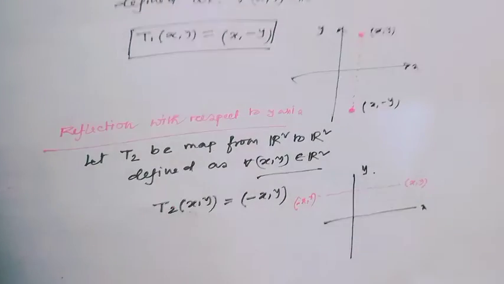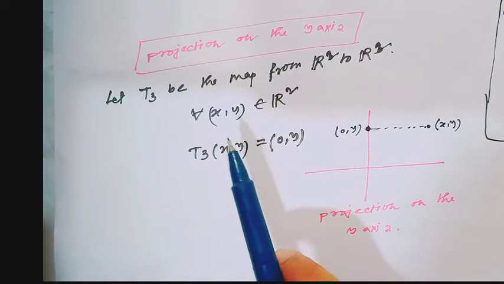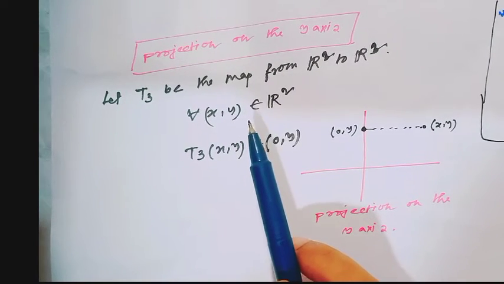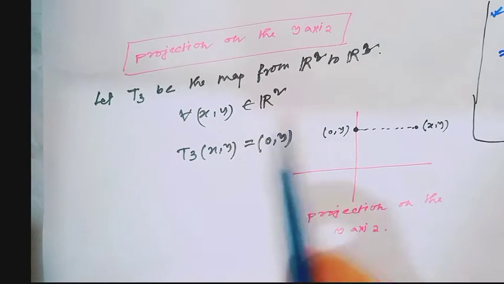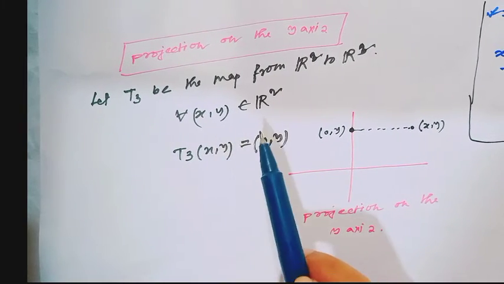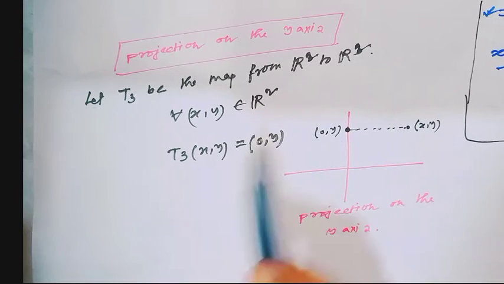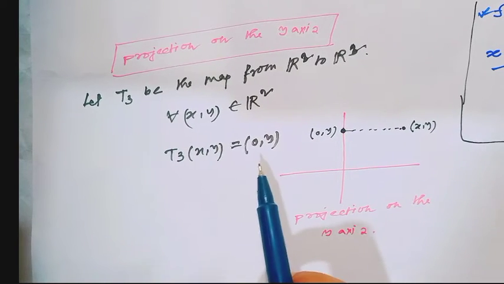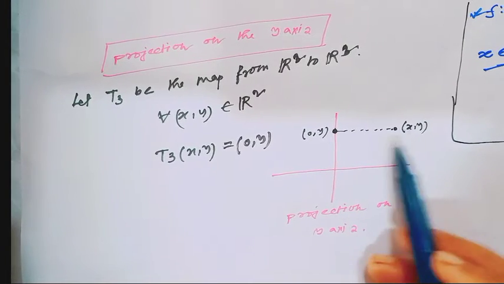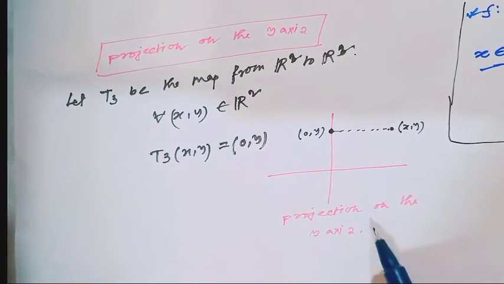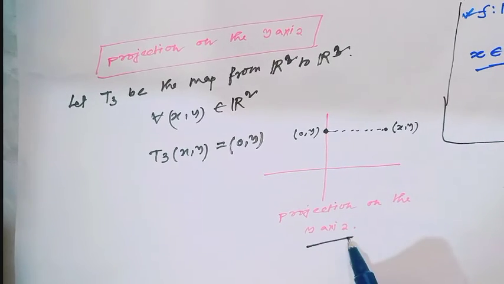Are you getting? Now I will see one linear transformation, T3, the map from R2 to R2 such that for all (x, y) belongs to R2, T3 of (x, y) maps to (0, y), and this linear transformation is actually projection on the y-axis.